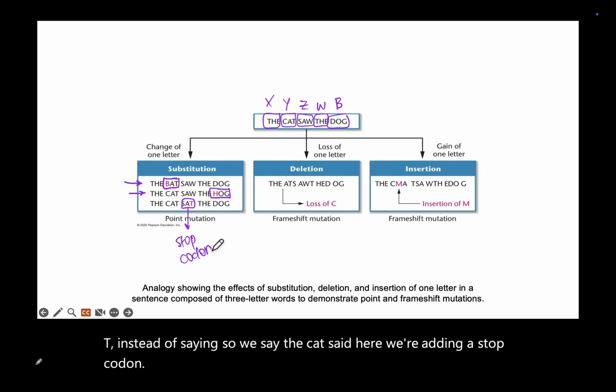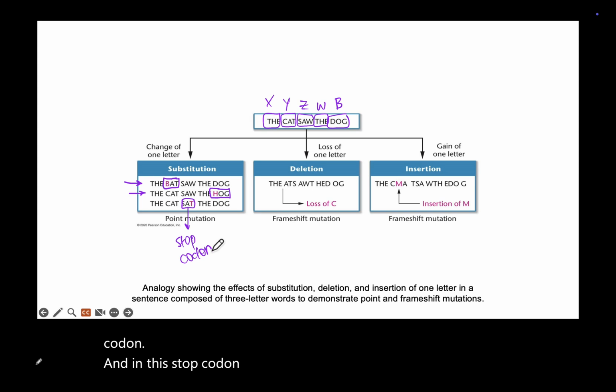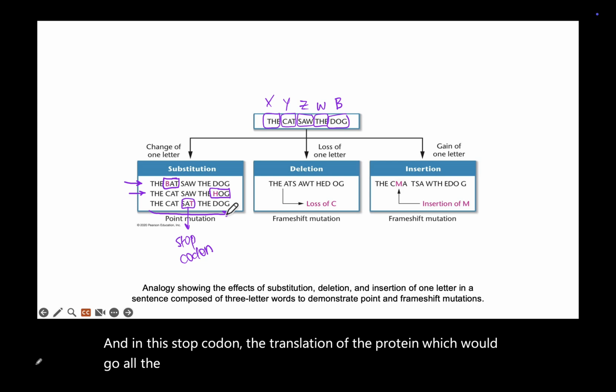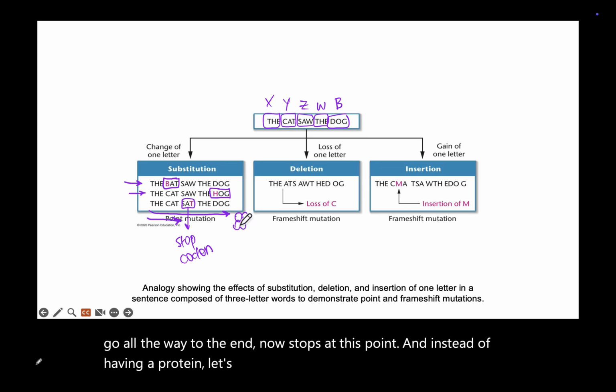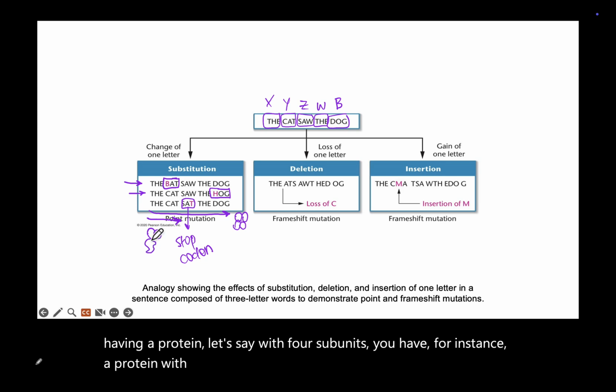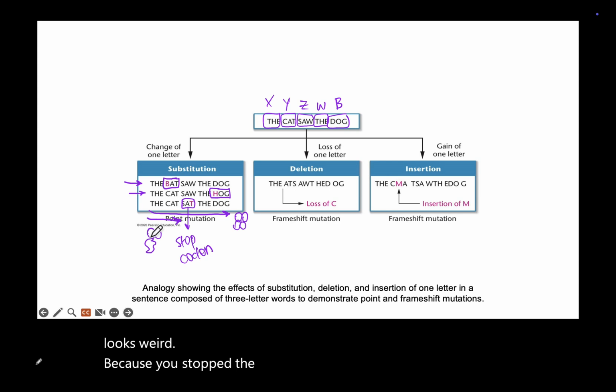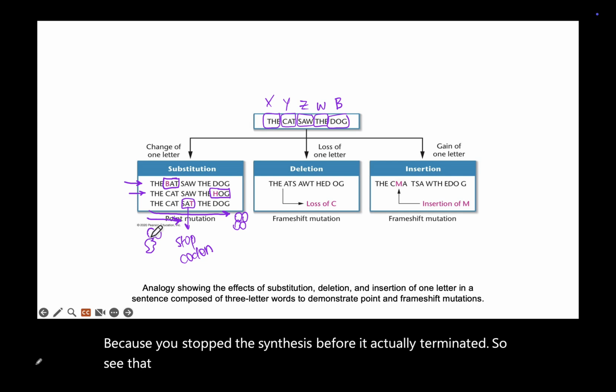And in this stop codon, the translation of the protein, which would go all the way to the end, now stops at this point. Instead of having a protein, let's say with 4 subunits, you have, for instance, a protein with only 2 subunits, and the third subunit looks weird because you stopped the synthesis before it actually terminated. So see that we changed the reading of that sequence.